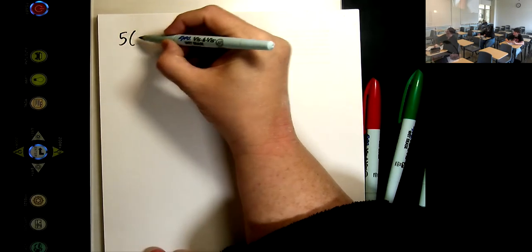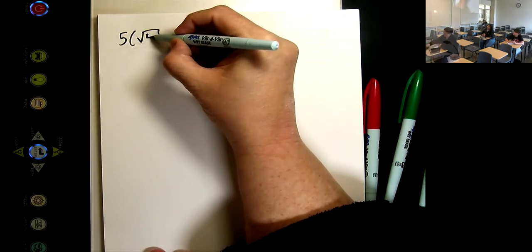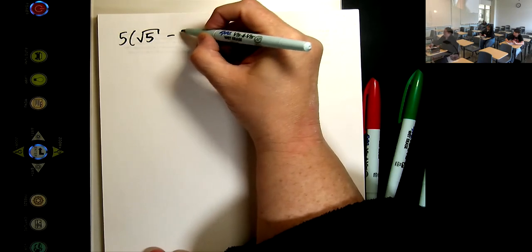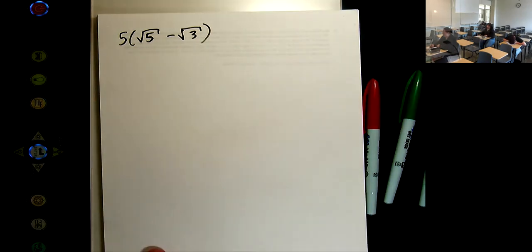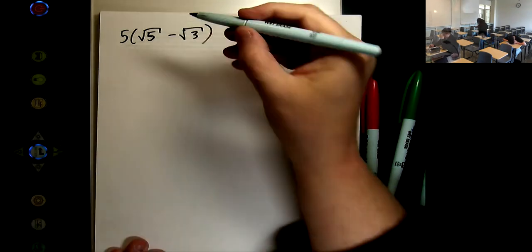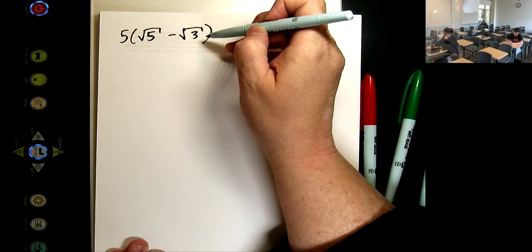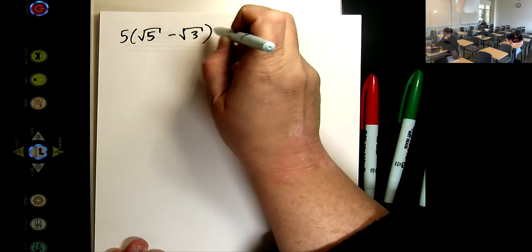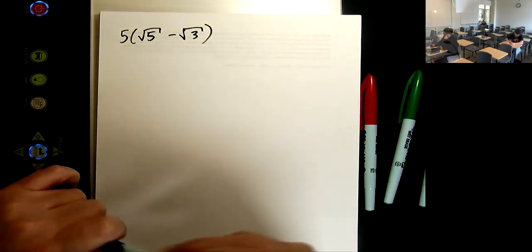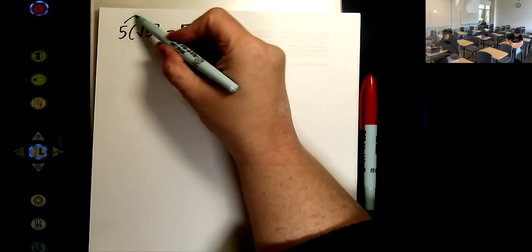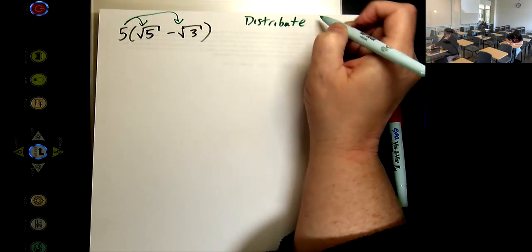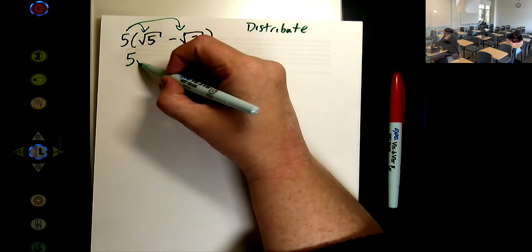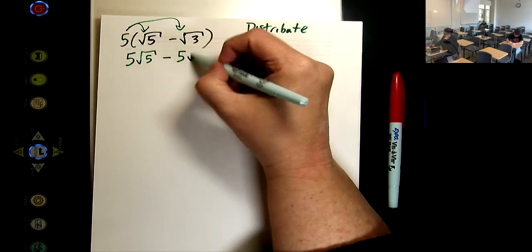Sometimes we have more things going on, if we have parentheses involved. I cannot combine the square root of 5 and the square root of 3 together because they have different values under the radical. So there's nothing to be done with that. I can, however, take the 5 and multiply each one of those, or distribute. And I get 5 times square root of 5 minus 5 times square root of 3.